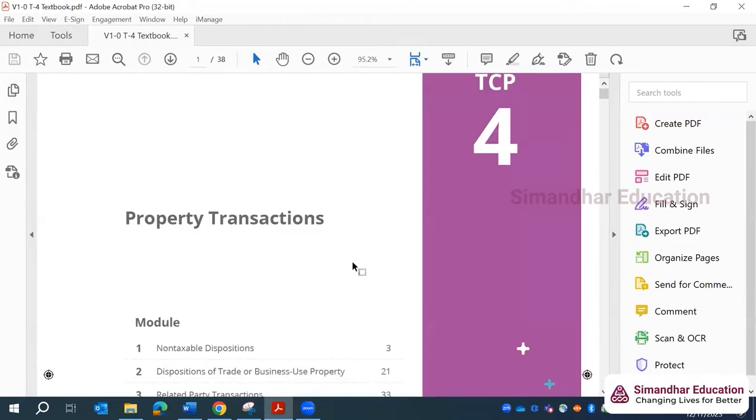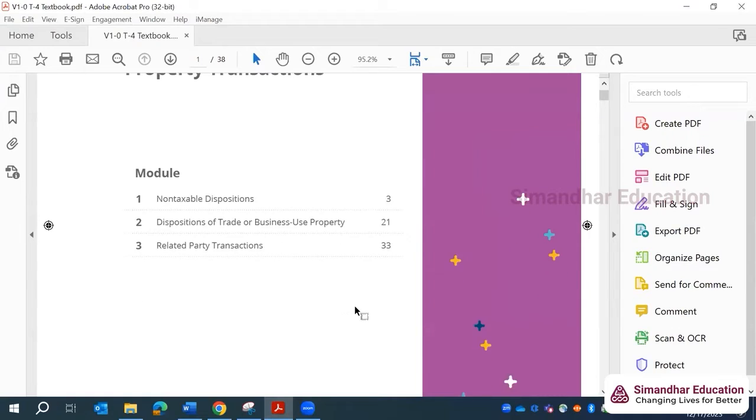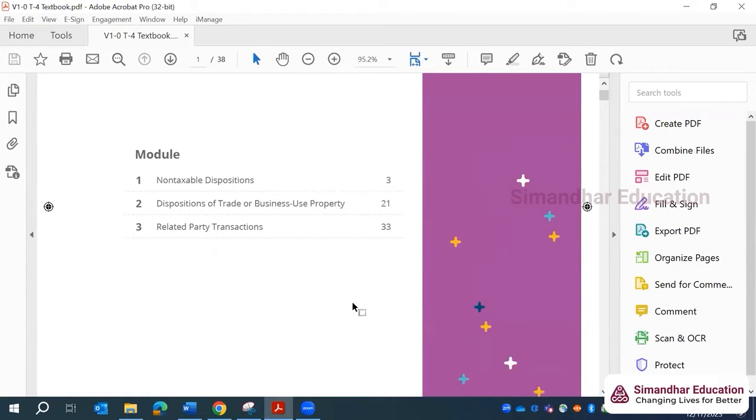All right. So setting the tone for the class, today we will cover 2 modules from this content. So we are going to do property transactions. And in today's class, we are going to do the non-taxable dispositions and dispositions of trade or business use property.